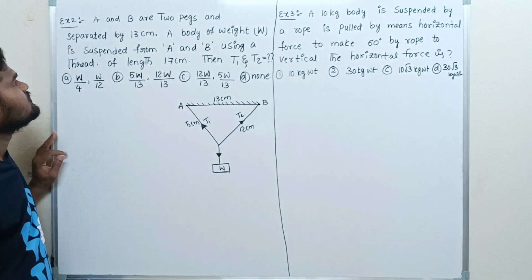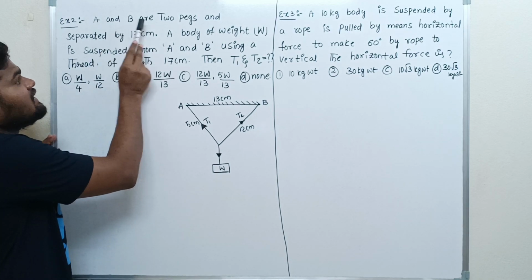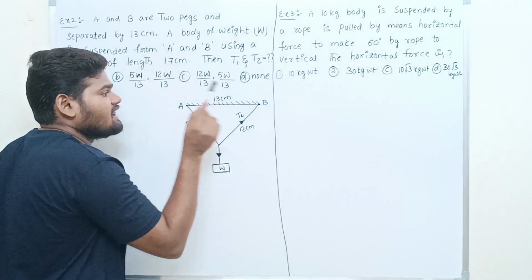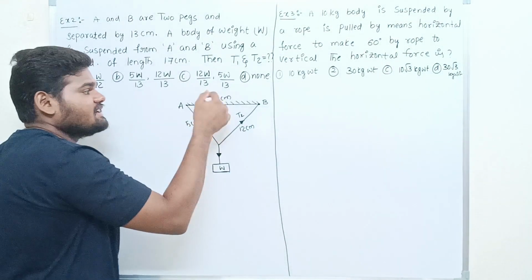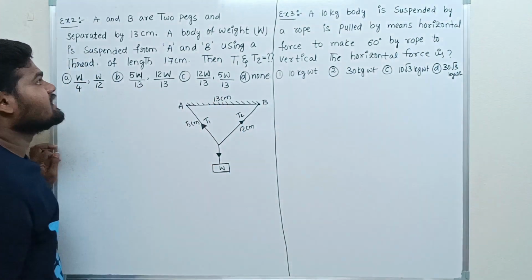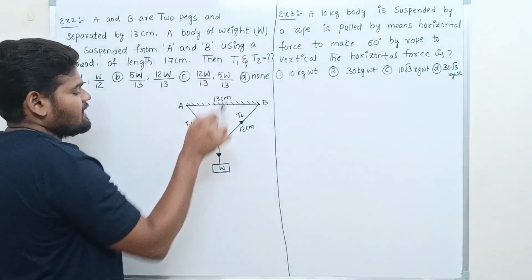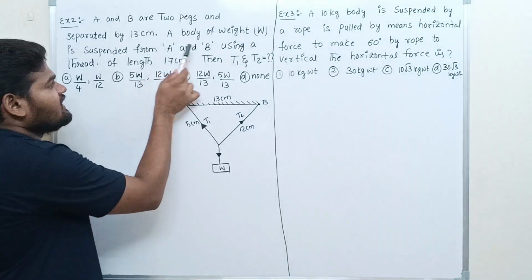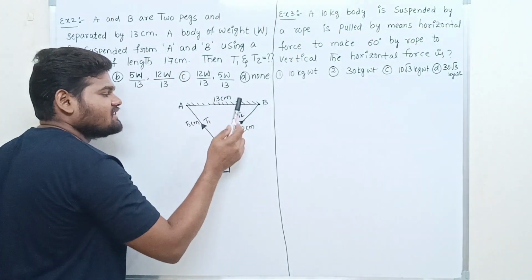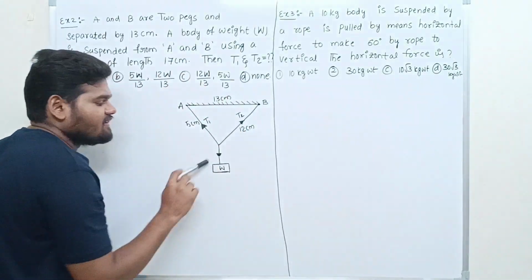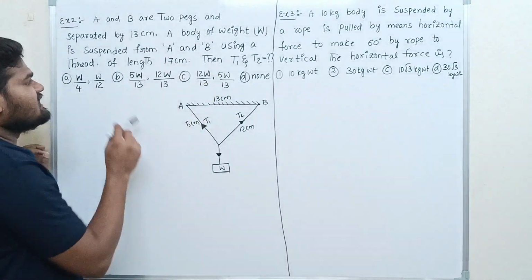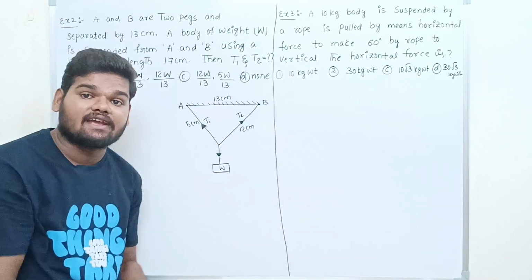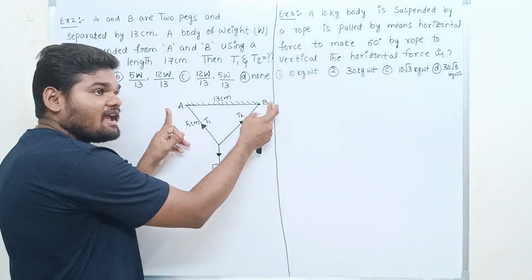What is example number 2? Capital A and capital B are two pegs separated by 13 centimeters. A body of weight capital W is suspended from points A and B, somewhere in between these two points, using a thread of length 17 centimeters. They have just suspended a body of weight capital W in between A and B.